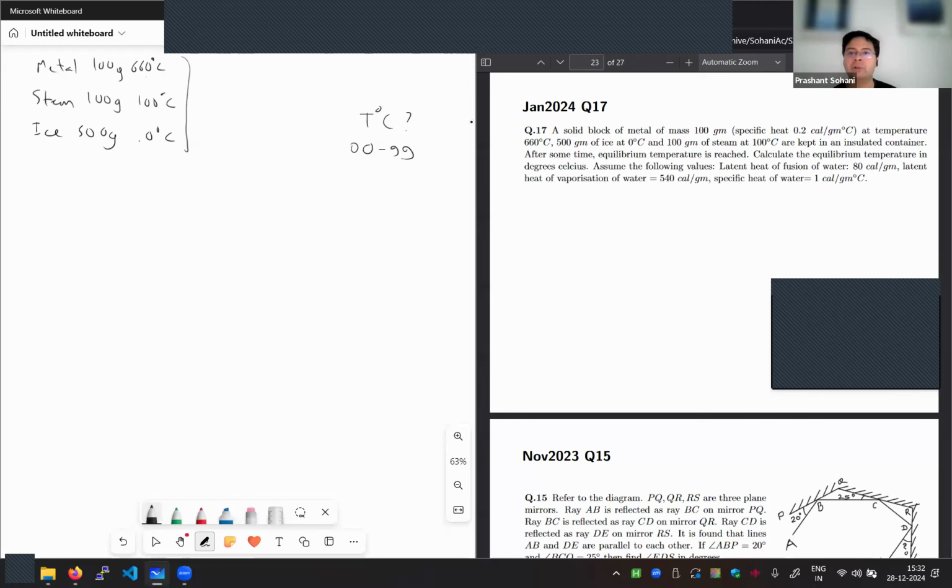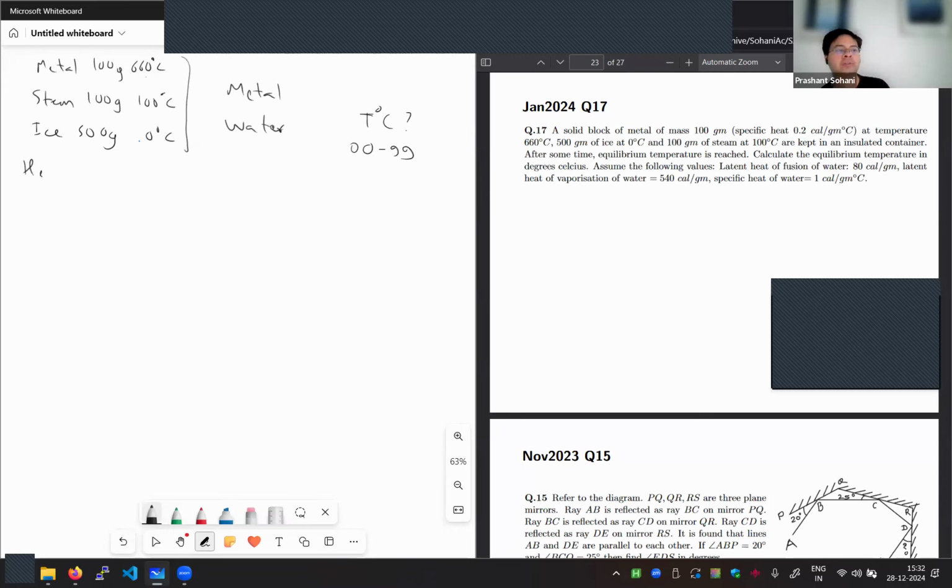And so that means that what is most likely going to happen is that both the ice and the steam will become water. Okay. So the ice will convert into water and increase temperature, and the steam will cool down and also become water. And then the metal will also come to the same temperature. So the final container will have metal and water at T degrees Celsius. Okay. So again, same equations, the heat lost and heat gained.